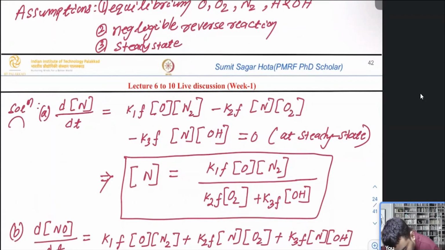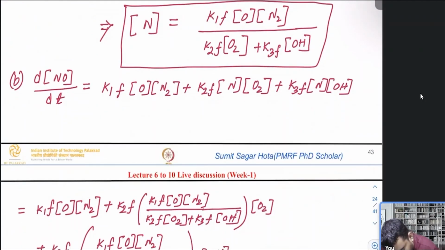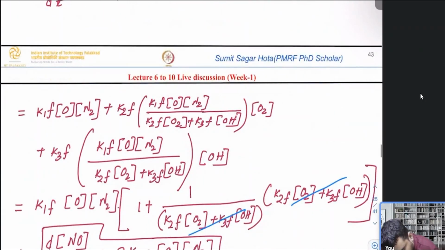Let's proceed to the solution. d[N]/dt equals K1F [O][N2] minus K2F [N][O2] minus K3F [N][OH], equal to 0 at steady state. From there you can calculate the nitrogen atom concentration: [N] equals K1F [O][N2] divided by K2F [O2] plus K3F [OH]. Similarly, d[NO]/dt equals K1F [O][N2] plus K2F [N][O2] plus K3F [N][OH].